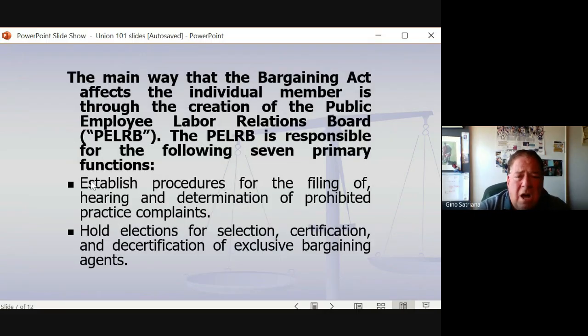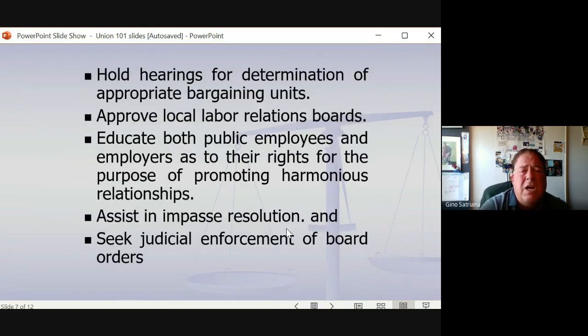And again, the PIBA is also going to protect established procedures for filing and hearing determination of prohibited practice complaints. I'll go over that on your employee rights. The PIBA also holds elections for certification and decertification of the bargaining units. Again, I'll go over that in your rights. It also holds hearings for the bargaining units and approves the local labor board. This is when you're starting the union. This is what we're going through with Sandoval Regional Medical Center. So this is what happens when you start.